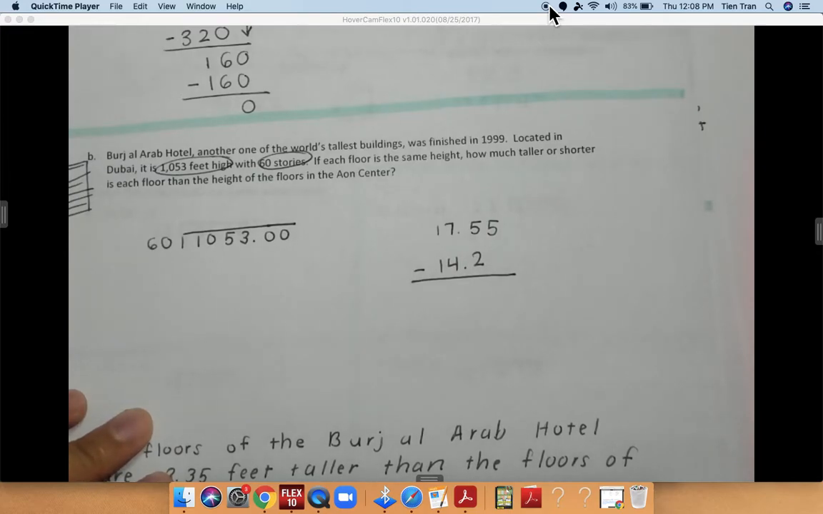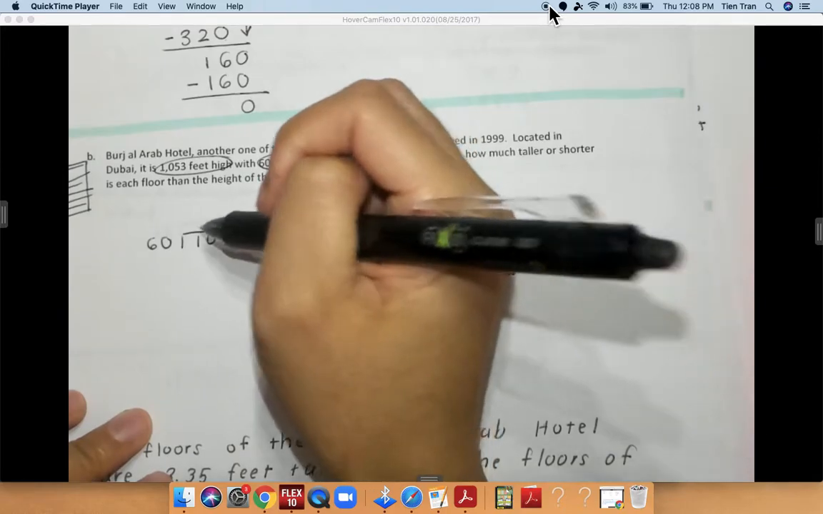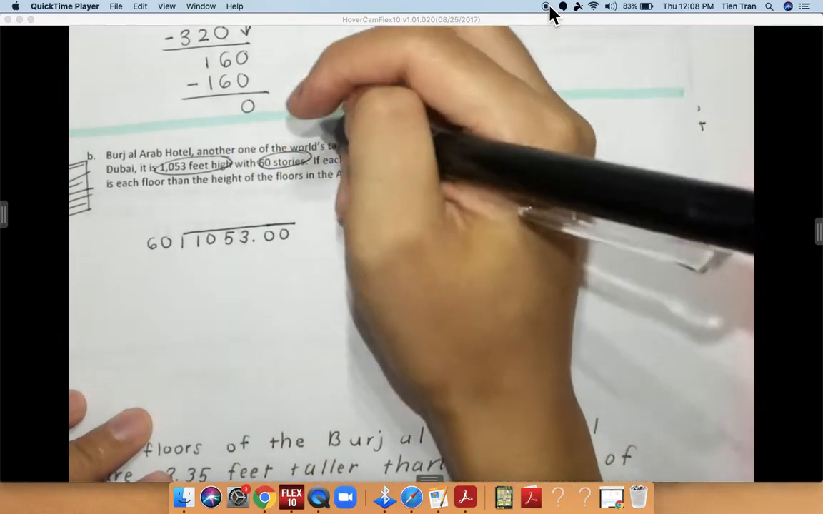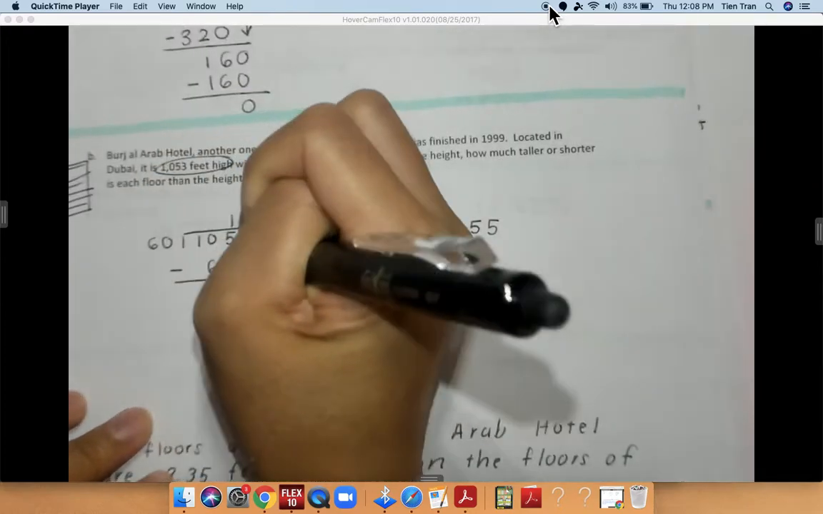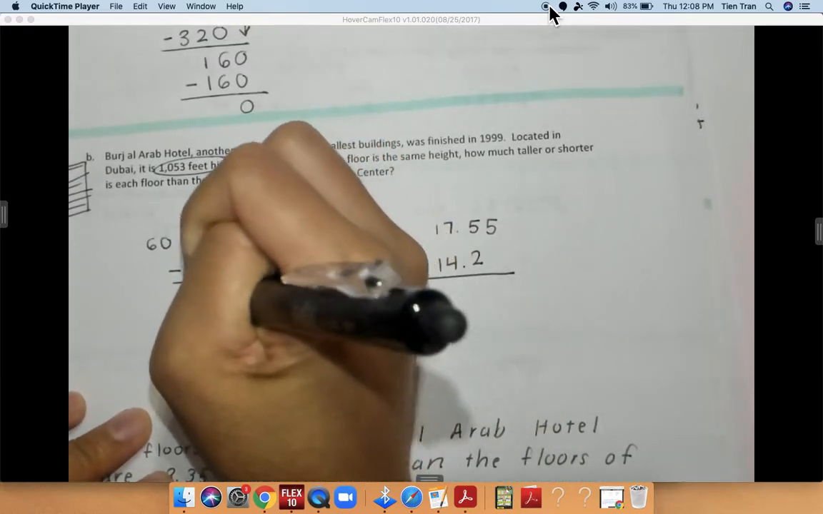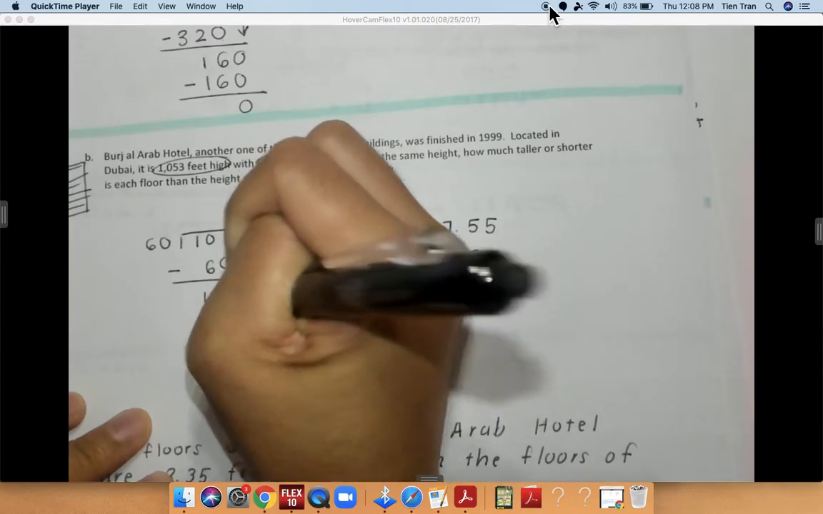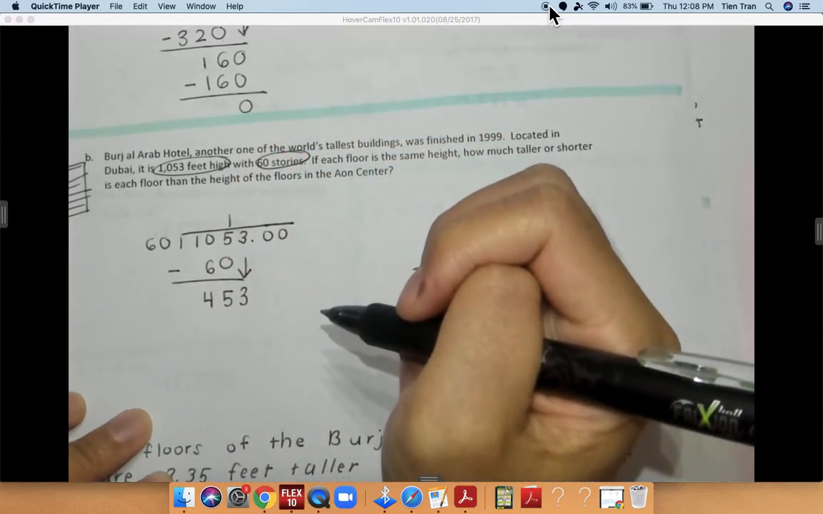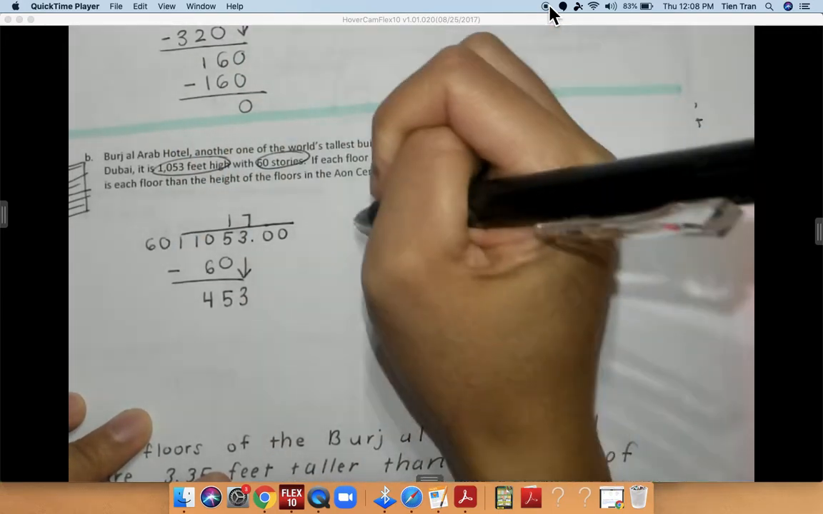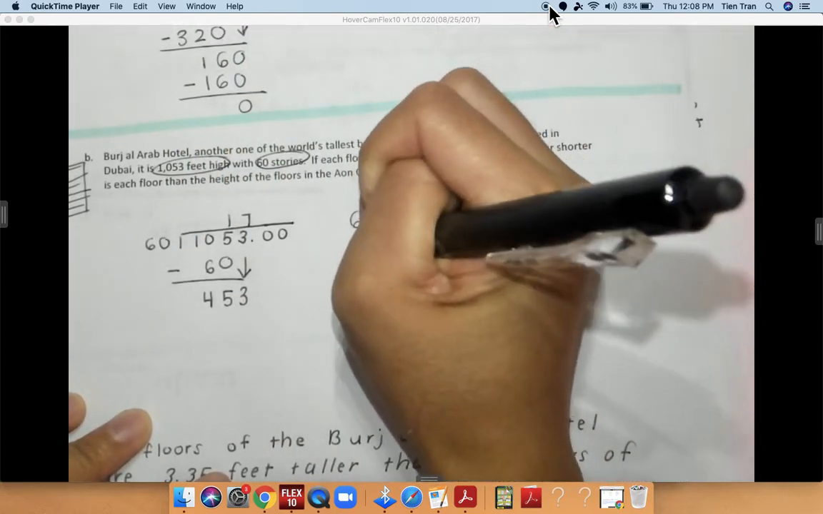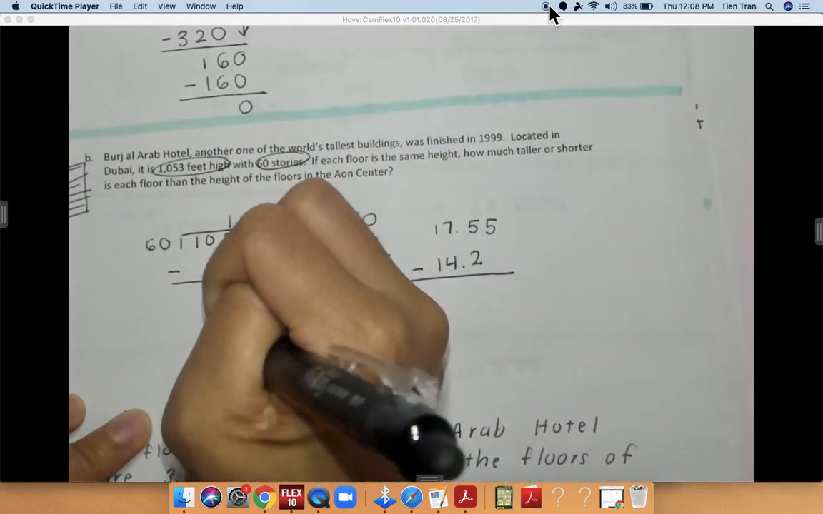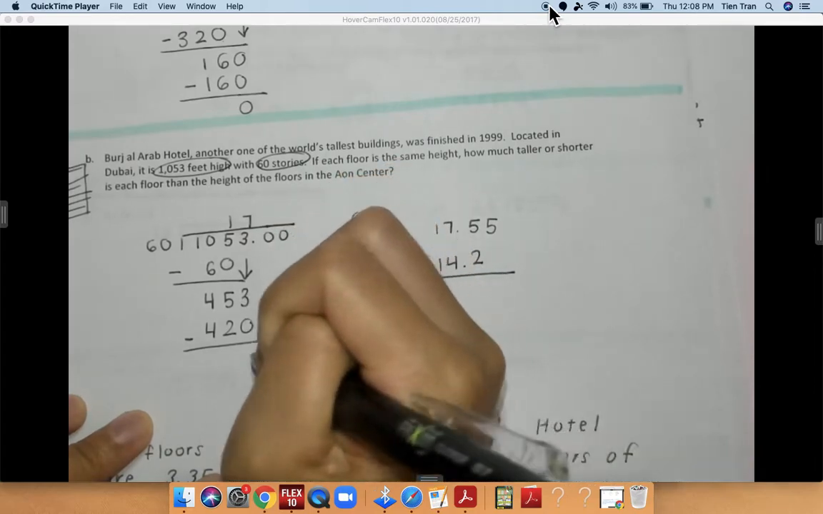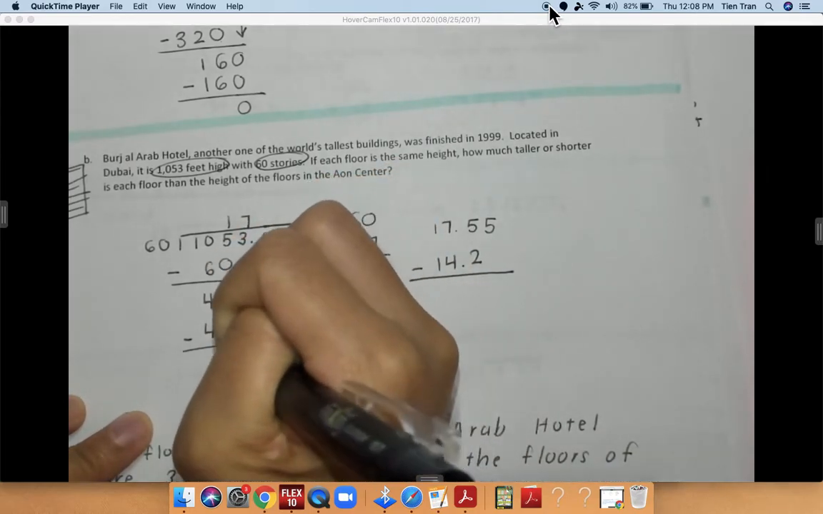So now I'm going to divide. 60 cannot go into 10, but 60 can go into 105 one time. I'm subtracting. 5 minus 0 is 5, 10 minus 6 is 4. Don't forget to bring down your 3. We have 453. I'm going to try to multiply times 7 and see if that's correct. 60 times 7 is equal to 420. So I'm writing down here 420. 3 minus 0 is 3. 5 minus 2 is 3.